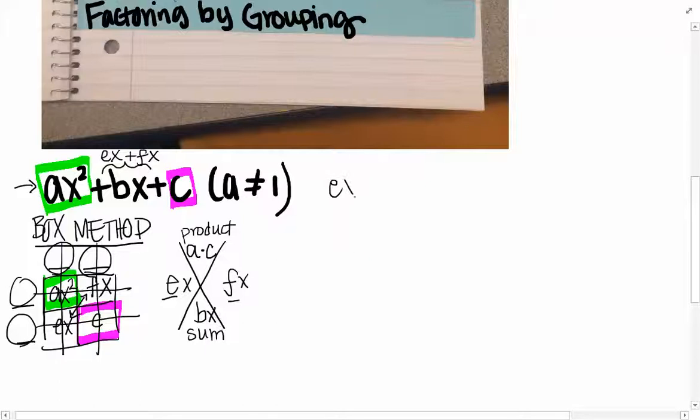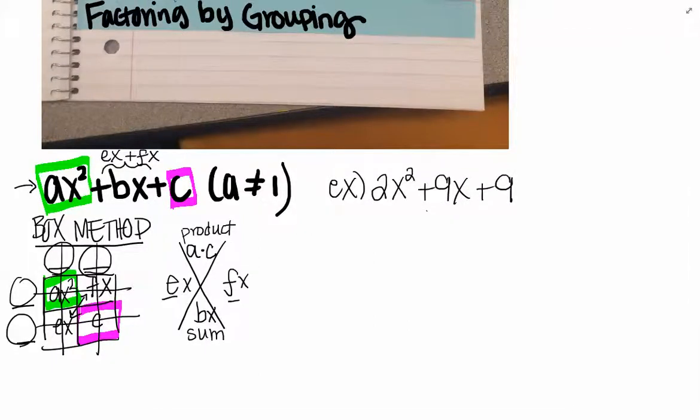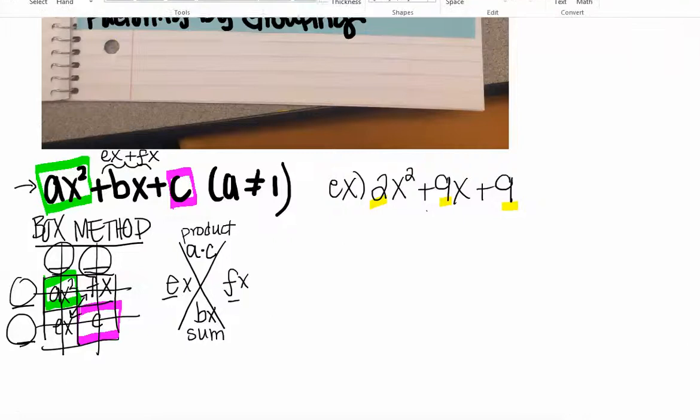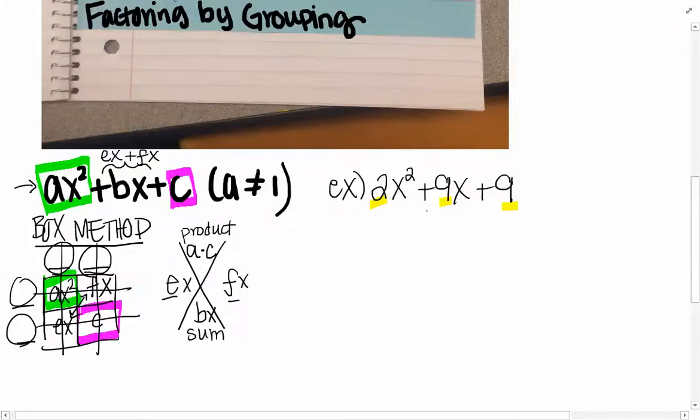Okay, so let's look at an example. Let's say we're doing 2x squared plus 9x plus 9. So the first thing you need to check for is that there's not a GCF that's going to make the A turn into a 1 after you take the GCF out. And in this case, we're not going to have a GCF here because 2 doesn't go into 9 or 9, right? Okay, so we're going to start with the modified diamond problem.